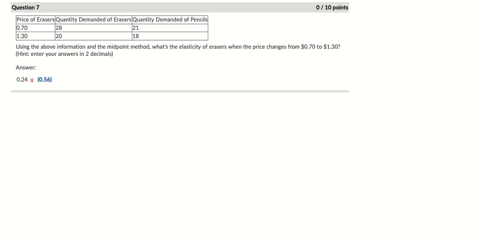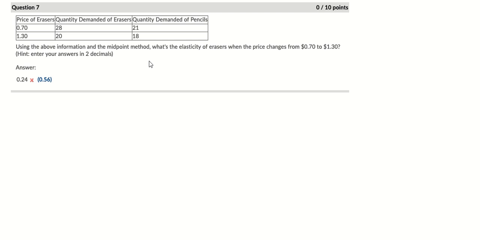So the question says, price of erasers and then quantity for erasers and quantity for pencil. Use the above information and the midpoint method. What is the elasticity of erasers when the price changes from 70 cents to $1.30? And make sure you enter your answers to two decimal places.